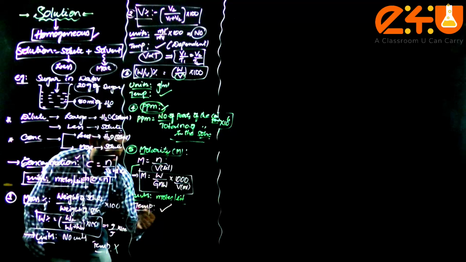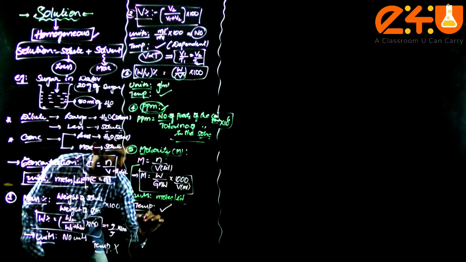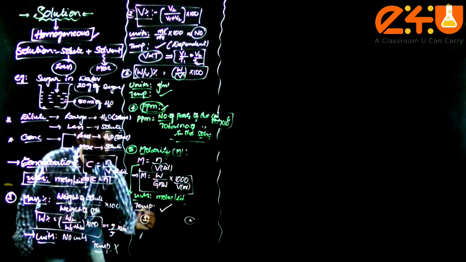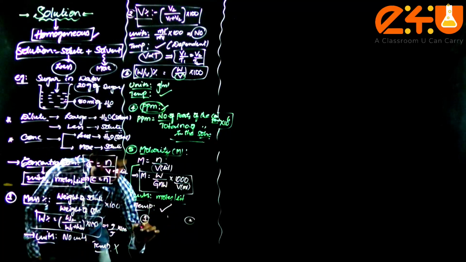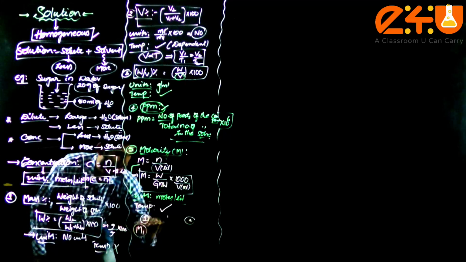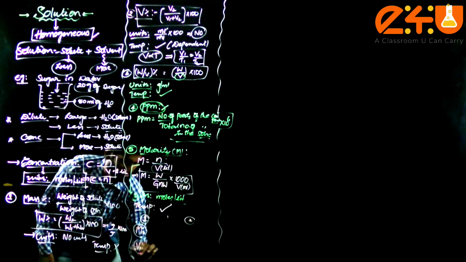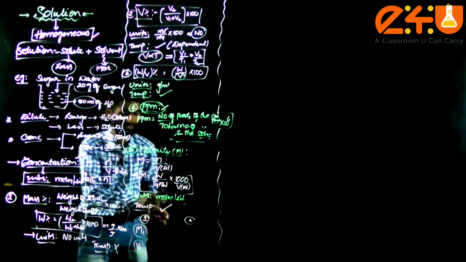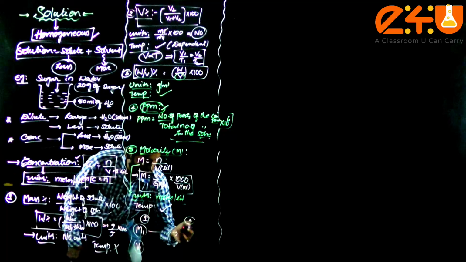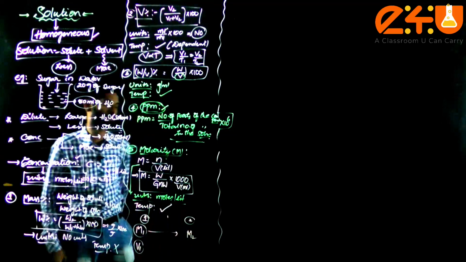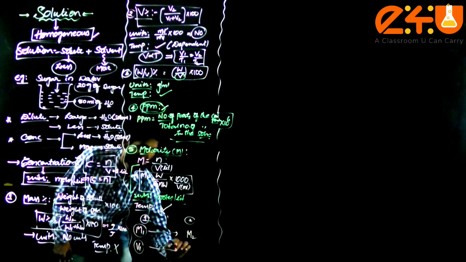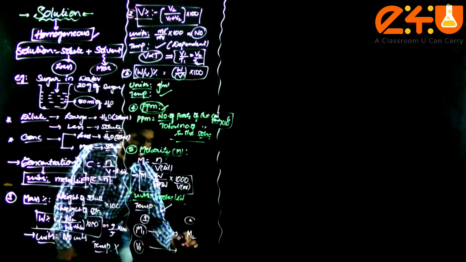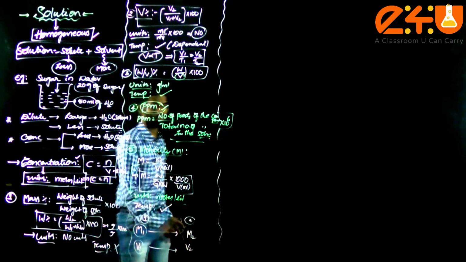Next one, there are two solutions, solution 1 and solution 2. The first solution has molarity M1 and volume V1. Then after you dilute, what will happen, dear students? The molarity will change or not? Yes, obviously it will change from M1 to M2, and the volume also will change, because after adding water, that is called dilution, the volume changes from V1 to V2.